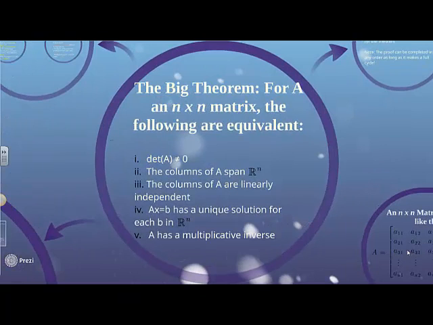So this theorem is actually called the Big Theorem, and it comes from a course I took at undergraduate study at Augustana College. The Big Theorem is this. It's called the Big Theorem. For an n by n matrix, or a square matrix, the following are equivalent.